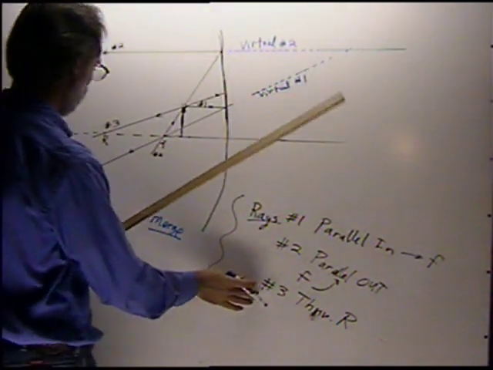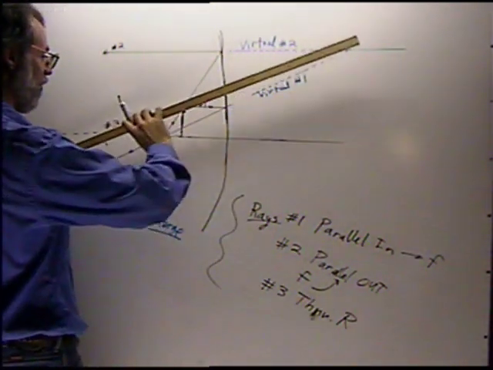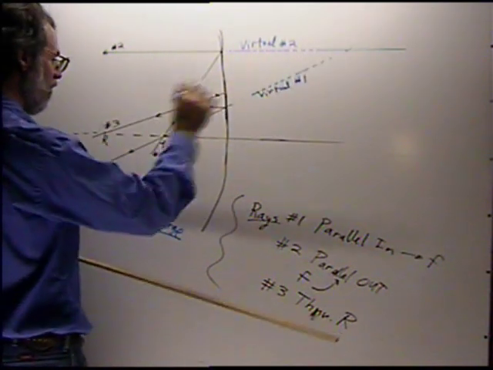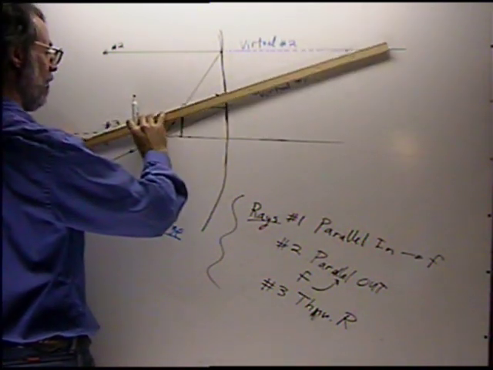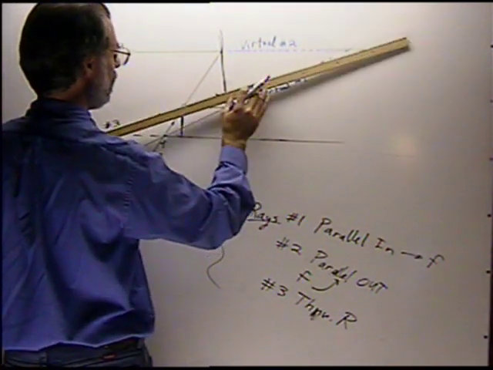Now let's do the same thing for ray number 3. Ray number 3 goes right through the same radius, so it has to, and you can see where it's going to go.